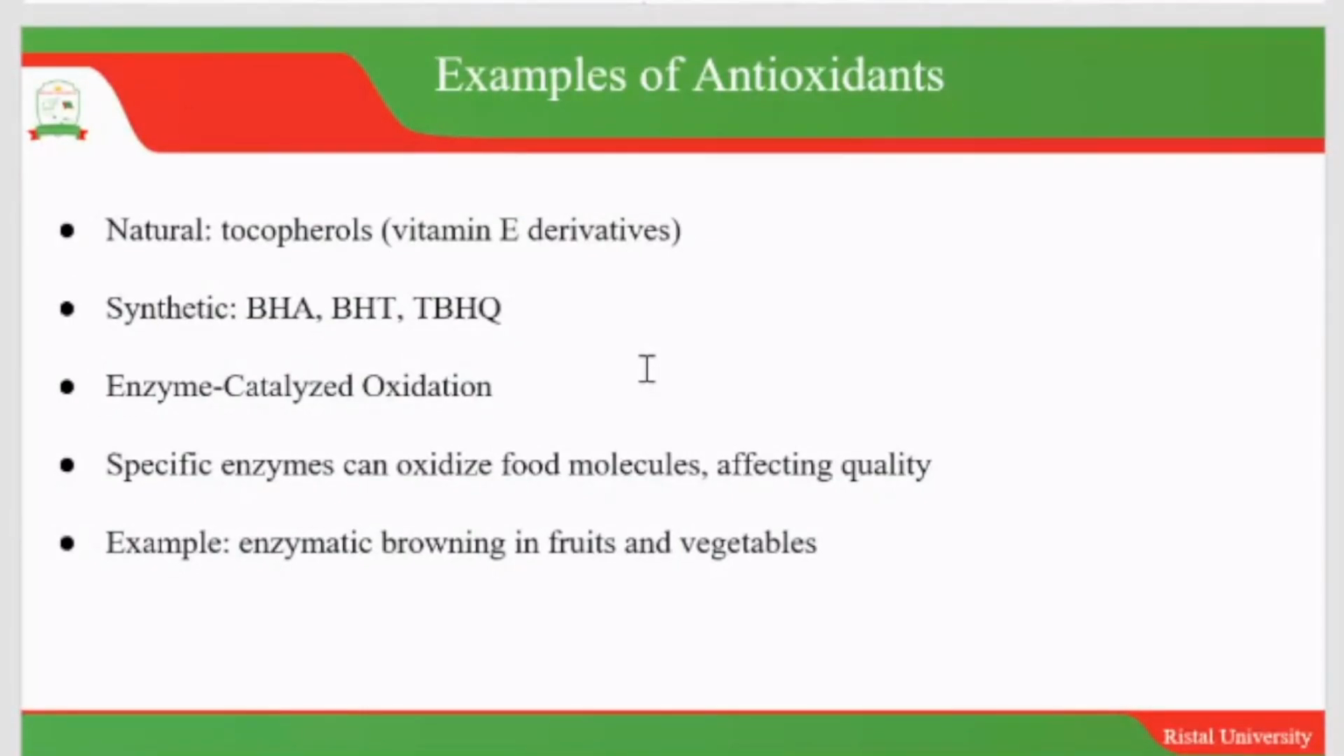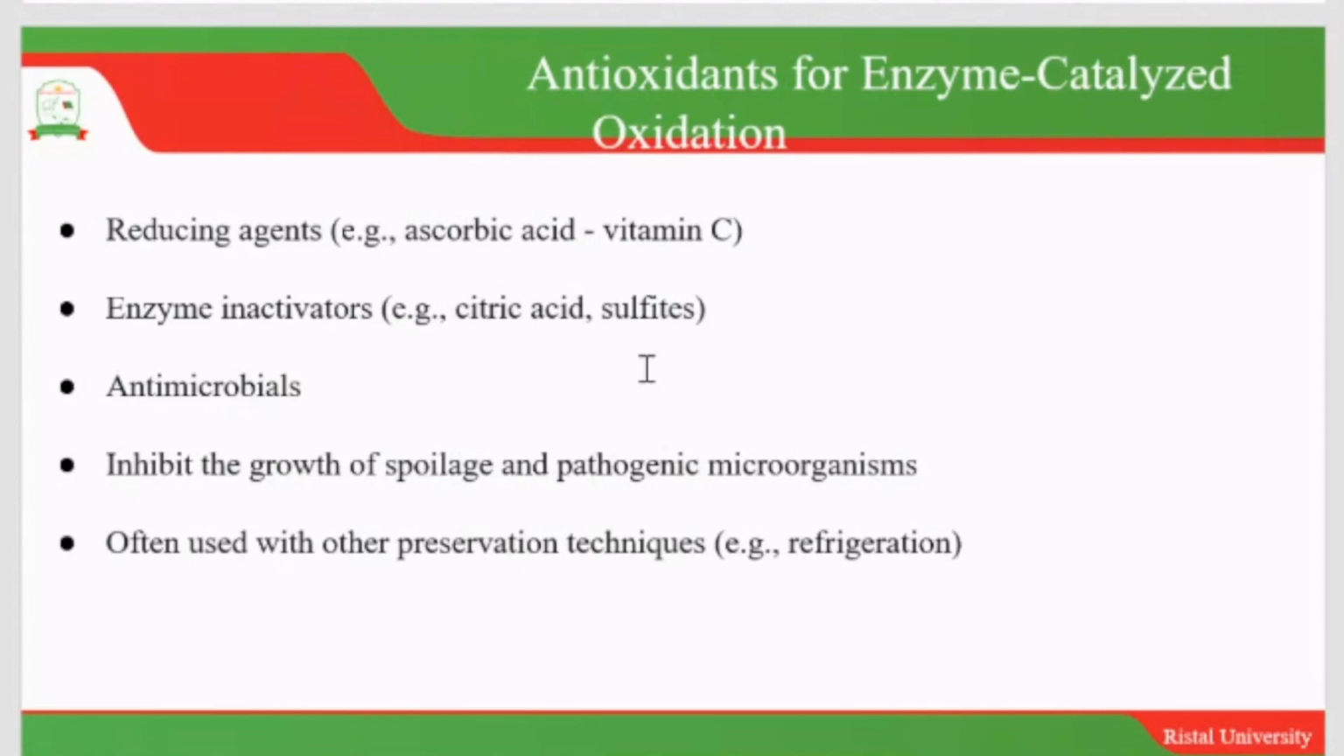And also, we have the enzyme catalyzed oxidation, and we are saying these are specific enzymes that can oxidize food molecules, affecting the quality, leading to enzymatic browning of fruits and vegetables. This we looked at yesterday when we were looking at food spoilage and food deterioration. Also, for enzyme catalyzed oxidation, we are looking at reducing agents such as ascorbic acid, or what we call vitamin C, and also enzyme inactivators such as citric acid and sulfides.